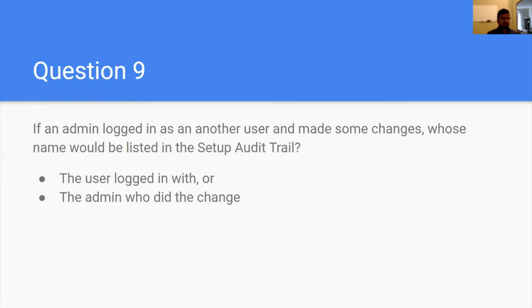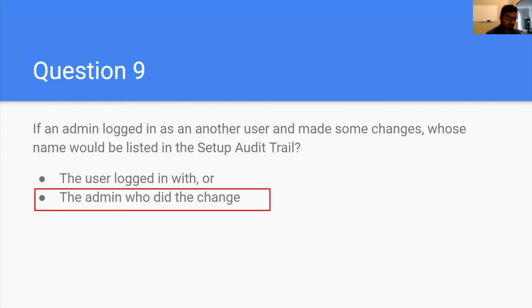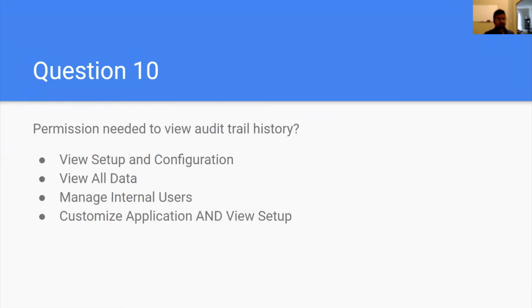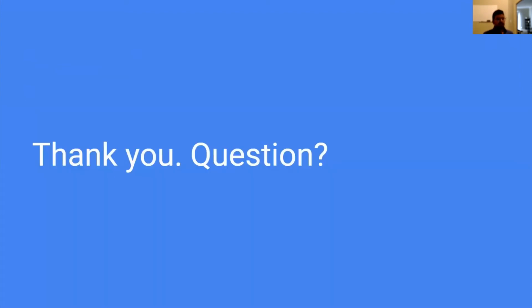So, second last question of the day: if an admin logged in as another user and made some changes, whose name would be listed in the setup audit trail? Would it be the user who he logged in with, or the admin who did the change? I think it'd be the admin who did the change. Yes, you're correct. It will use the admin's information in the audit trail. And again, the permission needed to view audit trail history is view setup and configuration information. Yep, that's it.